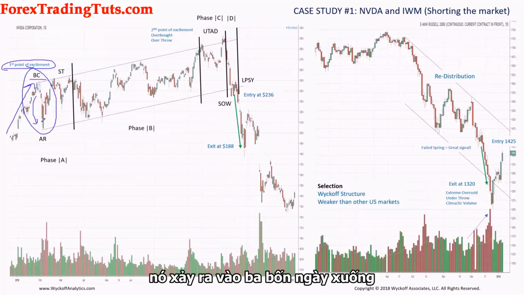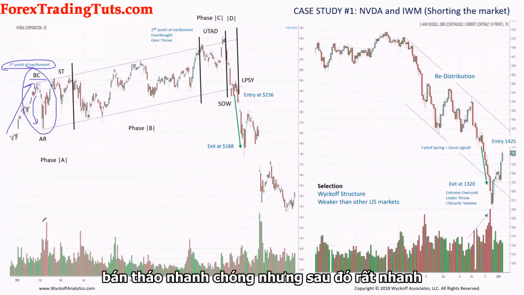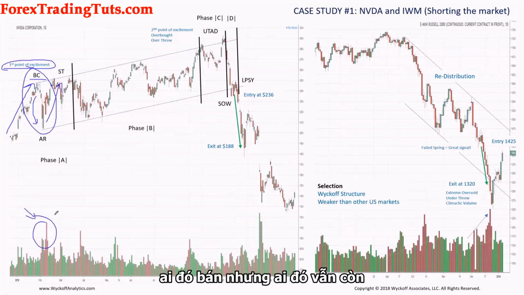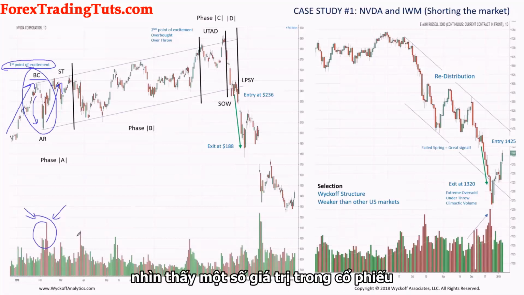It happens on 3-4 days down, very quick sell-off, but then a very quick run-up to the same highs. So what does it tell us? Someone's selling, but somebody's still buying. Some institutions are still seeing some value in the stock.